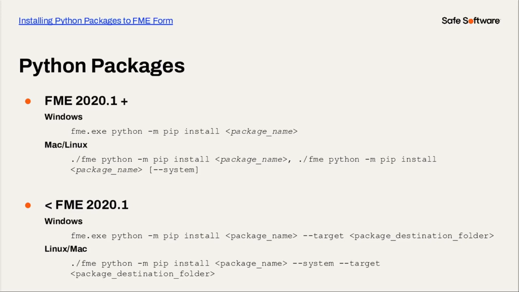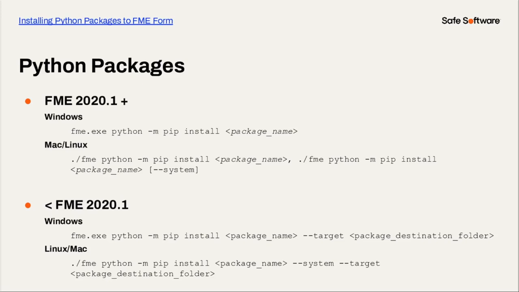Here you can see 2021 plus, that'll make sense as I get to the second bullet point. You usually install a Python package using the FME executable, and then Python, a little bit different than the regular pip install. It's usually fme python -m pip install and then the package name there. And then the Mac and Linux equivalent is below that. And then for FME 2020.1 and before, what you had to do is install Python packages using the target command to install into a specific place.